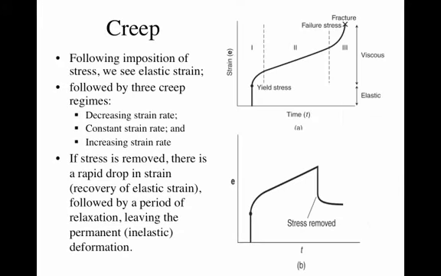If we look at creep, if we follow the imposition of a stress, we see an elastic strain. So you can see the strain versus time diagrams on the right. That is followed by 3 creep regimes. So we can see a decreasing strain rate in the first field, a constant strain rate in the middle of the upper diagram, and an increasing strain rate on the right.